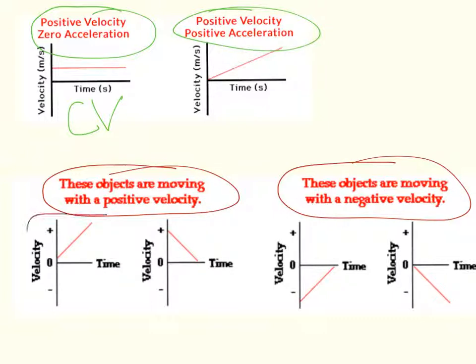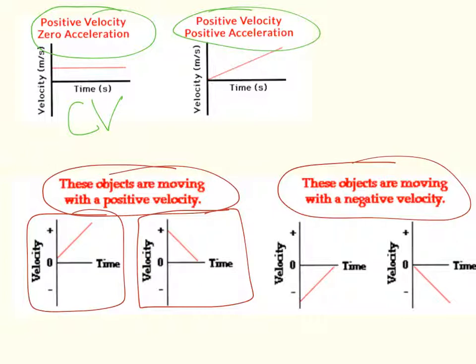In this one, the object's moving in a positive direction, speeding up. In this one, the object's moving in a positive direction, but slowing down. We know because the velocity measurement is getting closer and closer to zero.